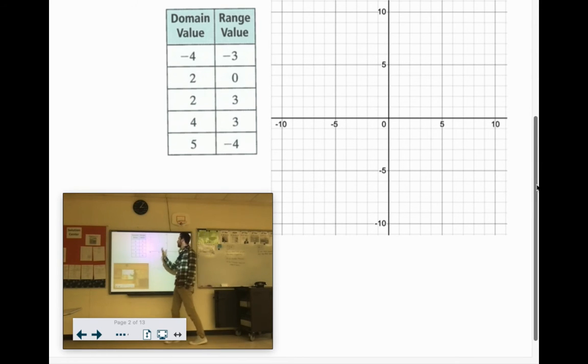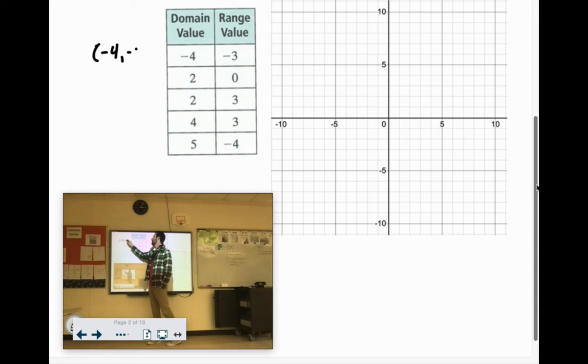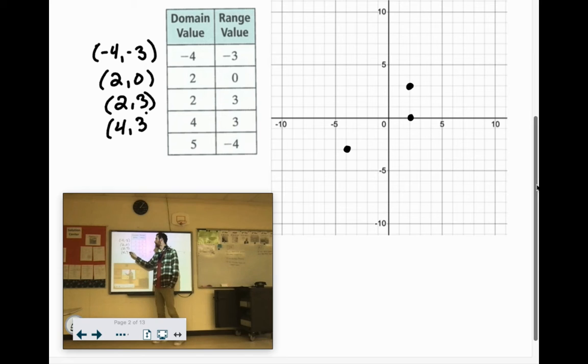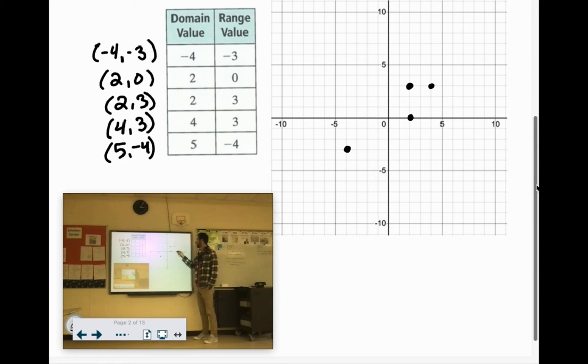All right, domain values are our x values. The range is our y values. So if you look at this first box, this is like saying the coordinate -4, -3. So that would be 4 to the left, 3 down. There's our first one. This coordinate would be 2, 0, which is 2 to the right, 0 up. This coordinate would be 2, 3, 2 to the right, 3 up. Here we have 4, 3, 4 to the right, 3 up, and 5, -4. 5 to the right, 4 down.